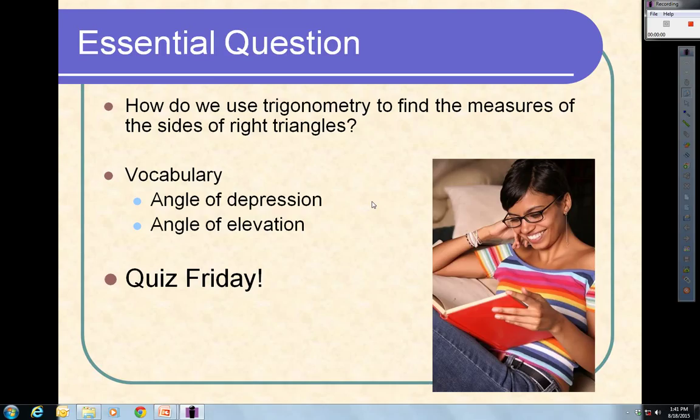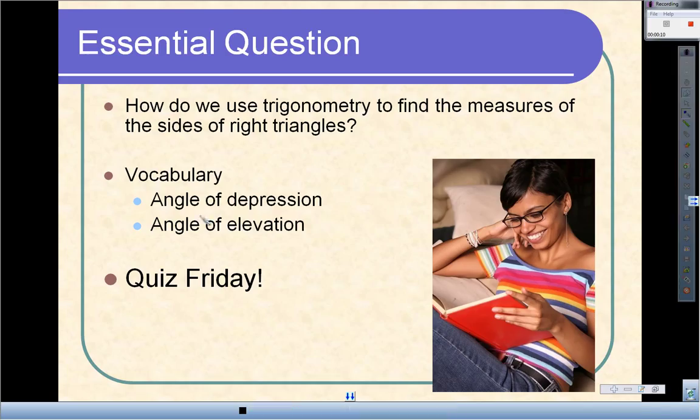Alright guys, your essential question is, how do we use trigonometry to find the measures of the sides of right triangles? Your vocabulary includes angle of depression and angle of elevation. And just so you know, you will have a quiz over this material at a later date.